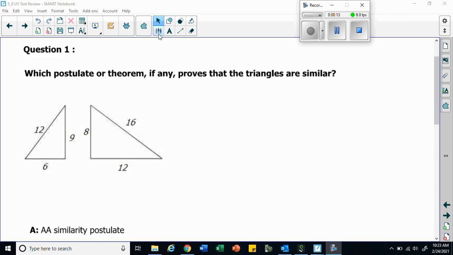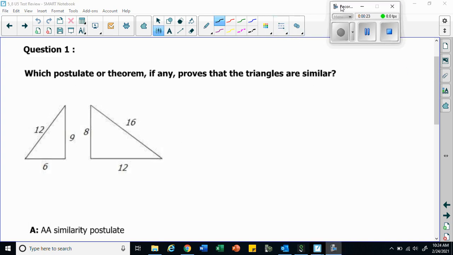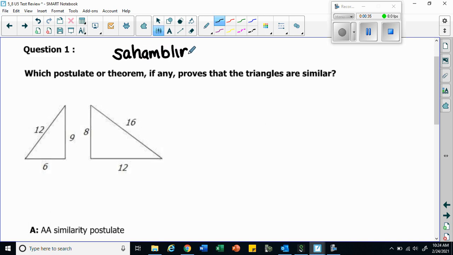All right, so we're going to start on the review. There are 15 questions on this review. Make sure that you take your notes, like I asked, and please make sure you email them to me. Make sure you write this down: S.A. Hamblin at fcps.edu. Okay, make sure that you write this email down so you can email this review to me.